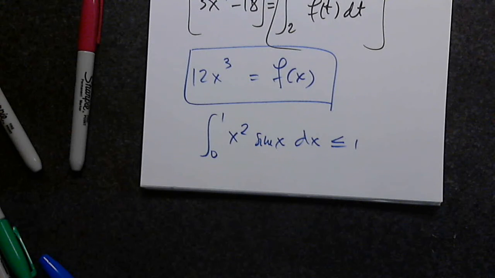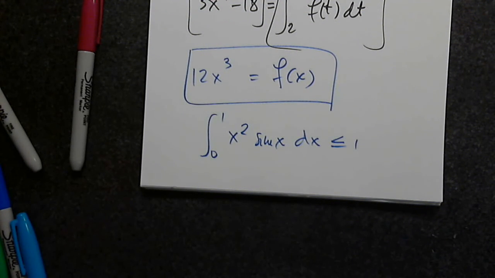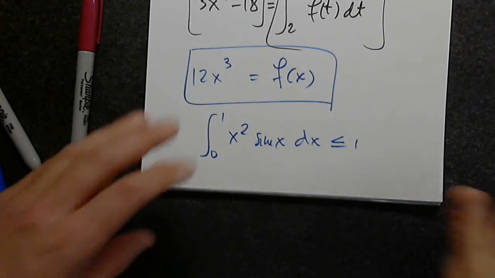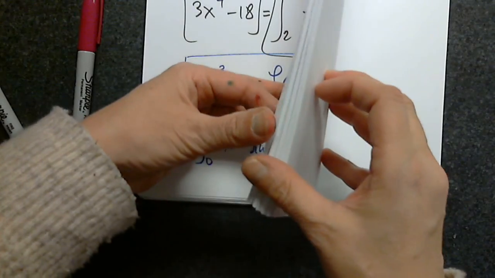Okay, so we're not asked to find the integral on the left. We're asked to show that the left is less than or equal to 1. Where is our starting point? Say it again. Excellent. That's the starting point.